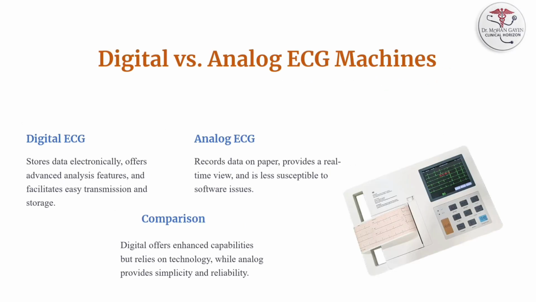Digital versus analog ECG machines. Traditional analog ECG machines record electrical signals directly onto paper, providing a real-time display but limited in storage and post-processing capabilities. In contrast, digital ECG machines offer electronic storage, remote transmission, and advanced interpretation algorithms, enhancing diagnostic accuracy. Digital ECGs also enable AI-assisted analysis, improving early detection of cardiac conditions, and integrating seamlessly into electronic health records, or EHRs, for better patient management.